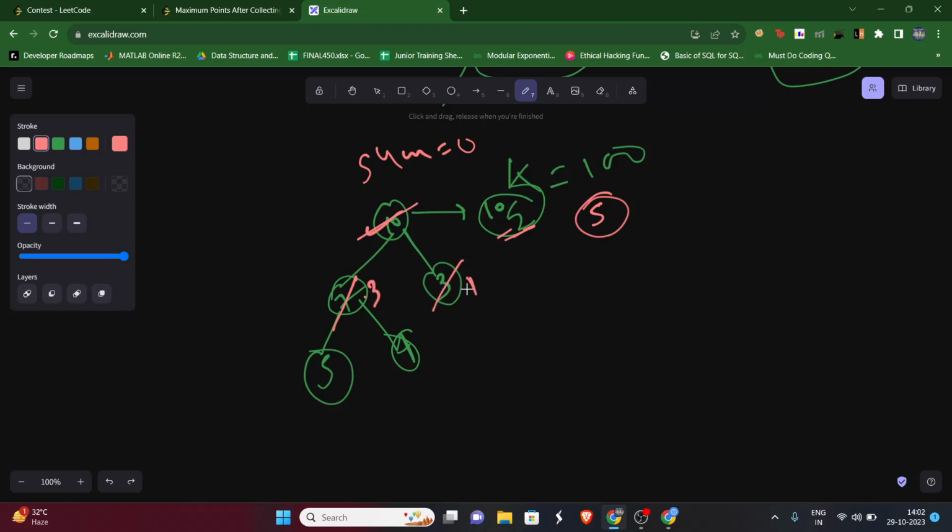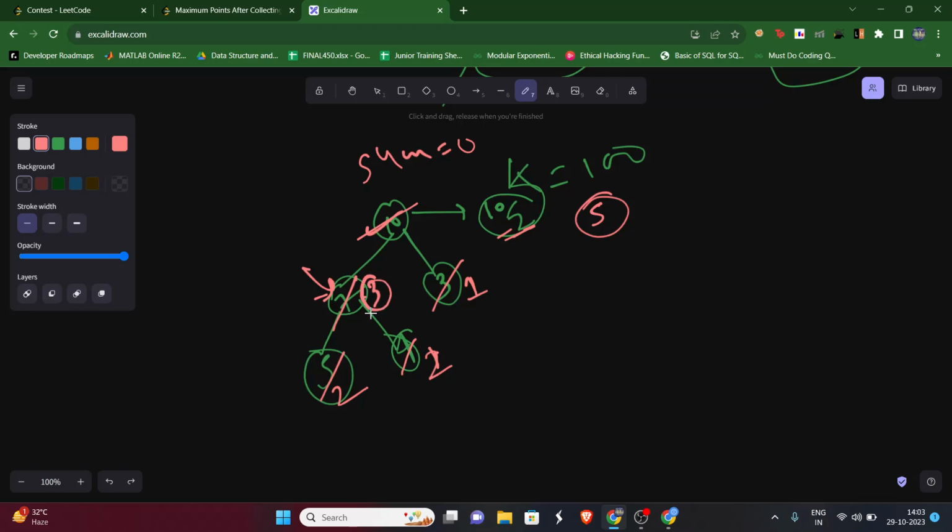This 3 by 2 will be equal to 1, this 4 by 2 will be equal to 2, and this 5 by 2 will be equal to 2. Now our new tree will look something like this. Now again we'll come here and see in which operation, by way 1 or by way 2, we want to take the coin.